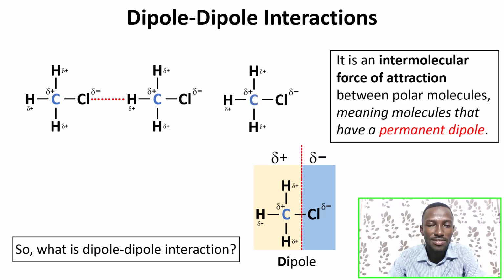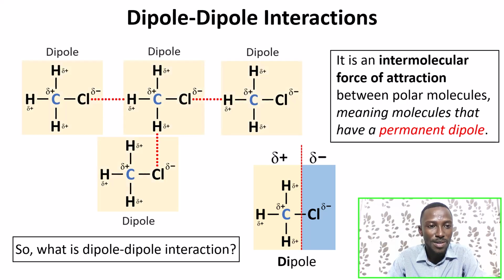Then let's assume there's another molecule of chloromethane. It also has a partially positive hydrogen, attracted to the partially negative chlorine of the next molecule. Let's assume there's a fourth molecule of chloromethane. The same thing happens. The partially positive hydrogen of one molecule is attracted to the partially negative chlorine on the other molecule. So each of the chloromethane molecules is a dipole.